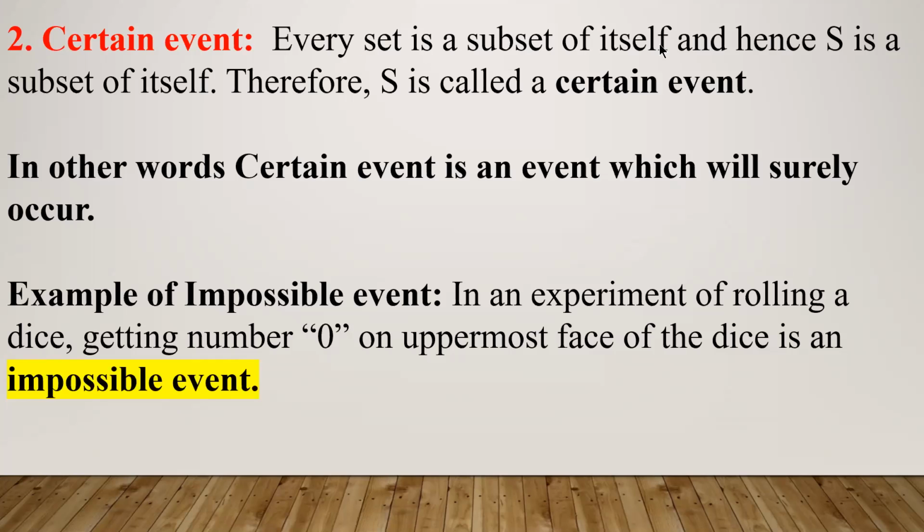So every set is a subset of itself, you know that. Therefore S is a subset of itself and S is called a certain event. यानी sample space जो खुद है ना, the sample space S of throwing a dice, it itself is an event. I may call it an event also. S is a subset of S. Every set is a subset of itself. It is going to happen. So a certain event is an event which is surely going to happen. Examples of impossible event तो मैंने दे दिया आपको. Example of certain event means S itself.